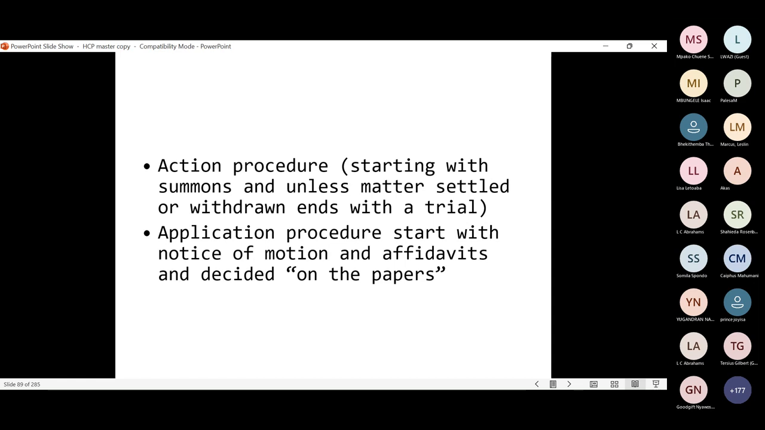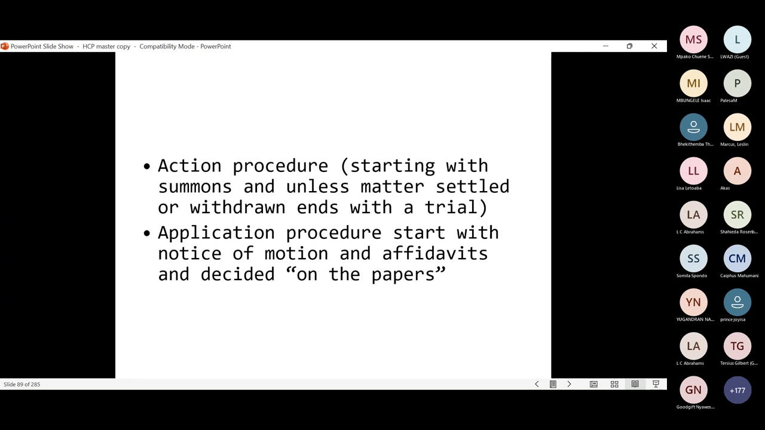Now the evidence in an application is in the affidavit. Remember, an affidavit is a statement that is sworn to under oath. So that is also evidence. So if the affidavit is not commissioned by a commissioner of oaths, then it is not evidence, and then the judge cannot consider it. So application procedure starts with a notice of motion and affidavits and is decided on the papers. Now, interchangeably, they use motion proceedings and application proceedings. That is the same thing, because an application starts with a notice of motion and an affidavit in support of the relief that is set out in the notice of motion.